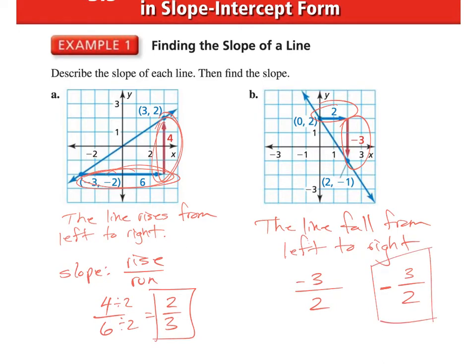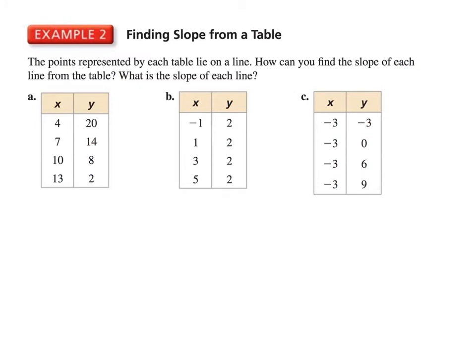On to the next. The points represented by each table lie on a line. How can you find the slope of each line from the table? What is the slope of each line? Since they give you a table, you simply have to choose any 2 points. So that answers the first question.